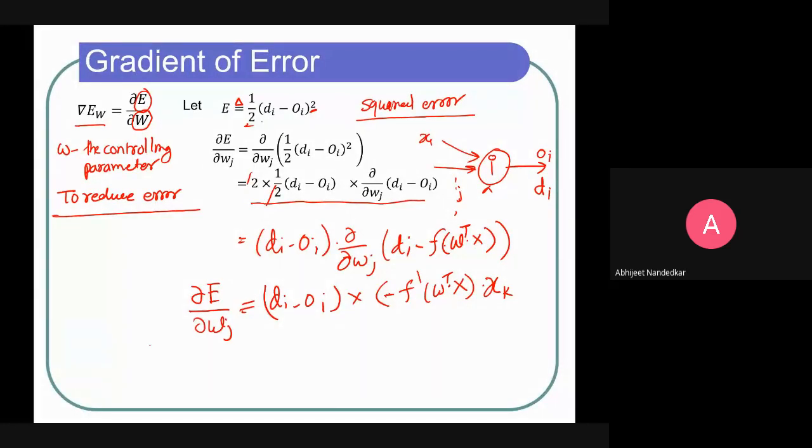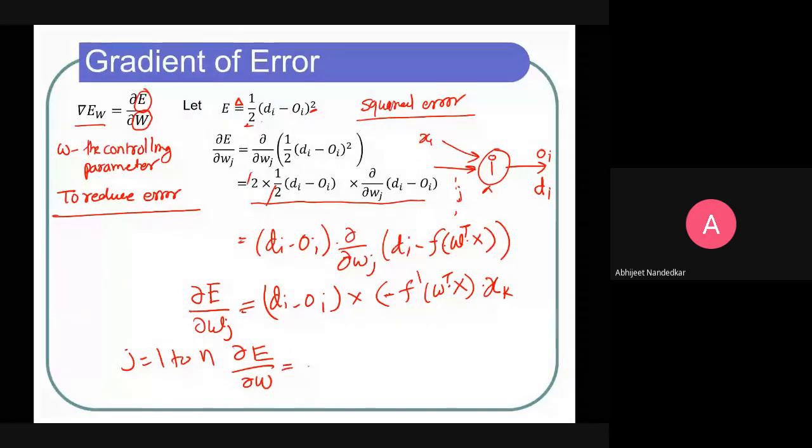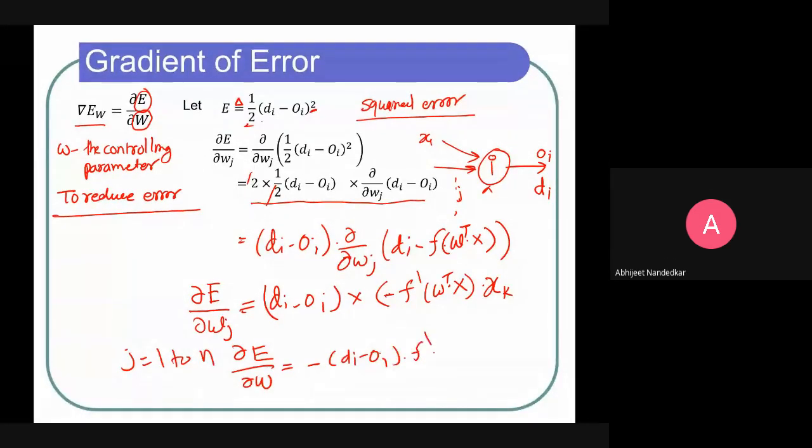Now if I do this partial differentiation for j equal to 1 to n, that is, for all weights, then I can write this as, remembering that W is a vector, (di minus oi) into f dash into X.